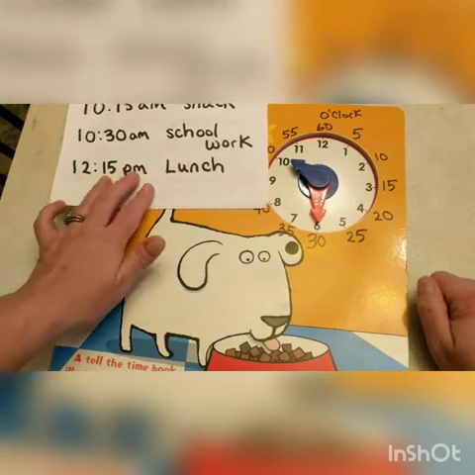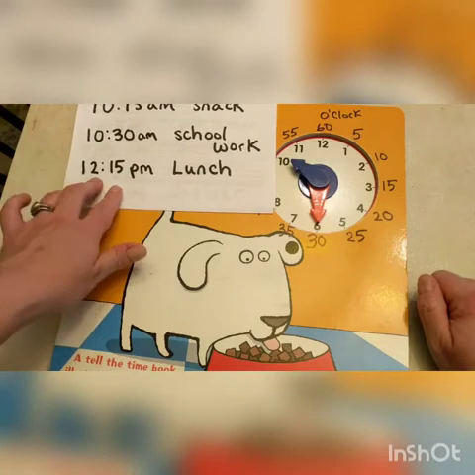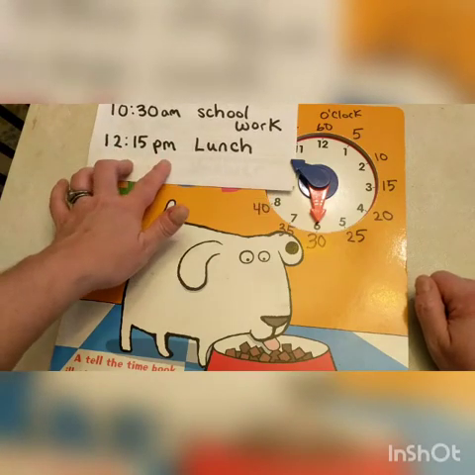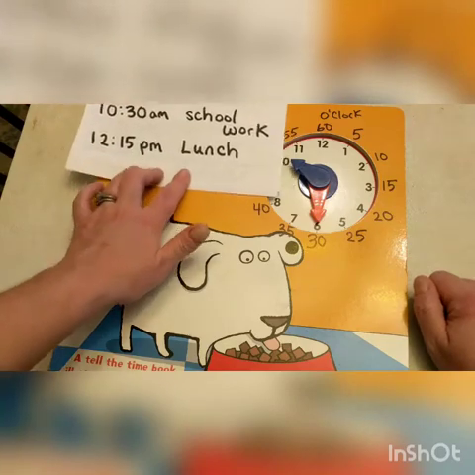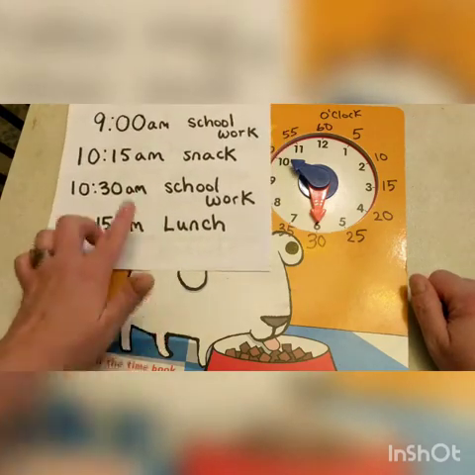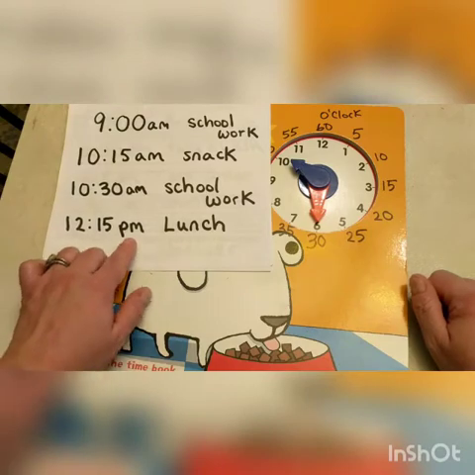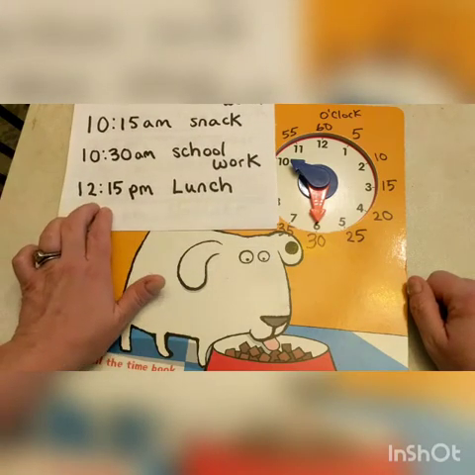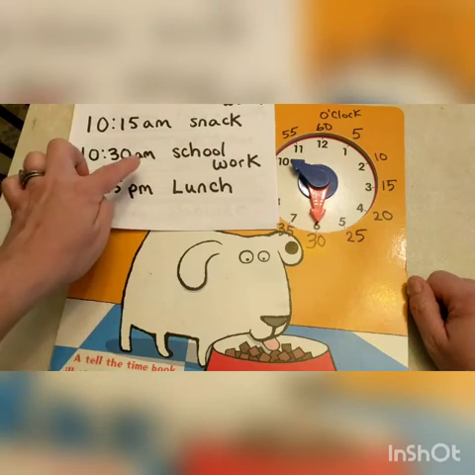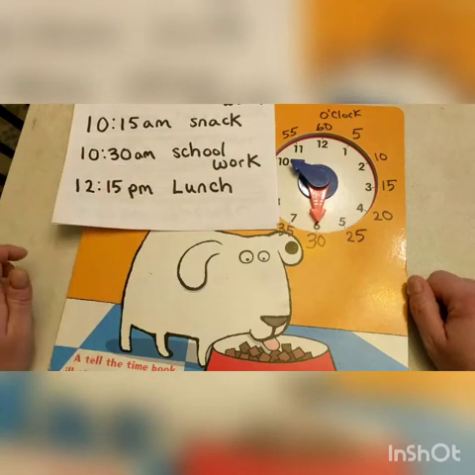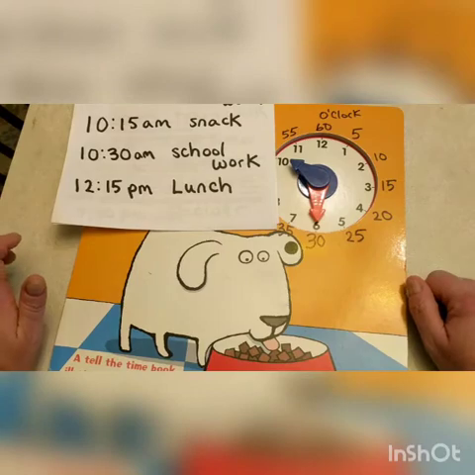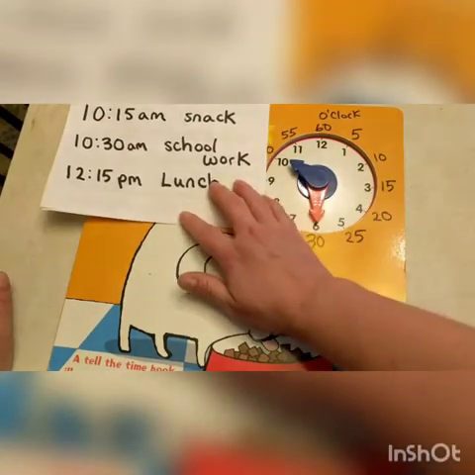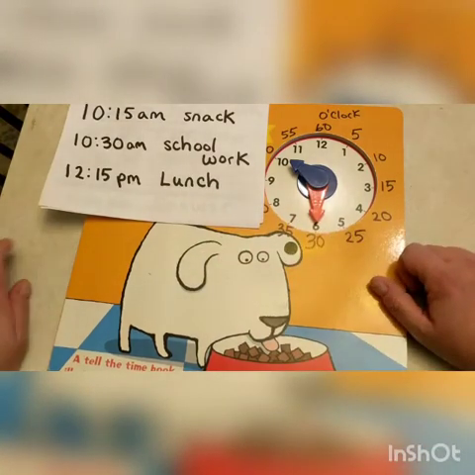Okay, I've been doing schoolwork for a while. Let's see what's next on that schedule. At 12:15 p.m., I'm going to have lunch. It's changing from a.m. to p.m. Did you guys know that when it turns 12 o'clock, it changes from a.m. to p.m.? So right at noontime, you've heard people say noontime, it changes from a.m. to p.m. So at 12:15, I'm going to have lunch.